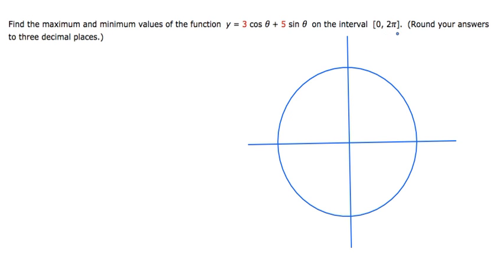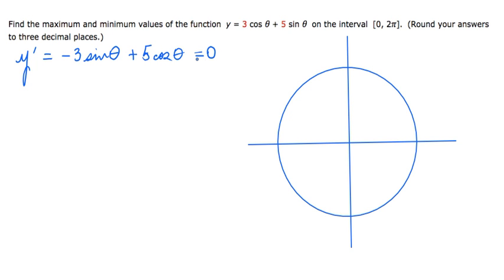one of those endpoints. So we're going to start by finding critical values, which means we're going to find the derivative. So y prime is equal to 3 times the derivative of cosine, which is negative sine, or negative 3 sine theta, plus 5 times the derivative of sine theta, which is cosine theta. So there's our derivative. Now this is going to exist for all theta because sine and cosine exist for all theta. So instead we can set it equal to 0 and solve.